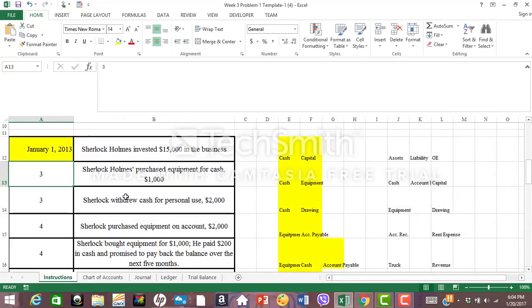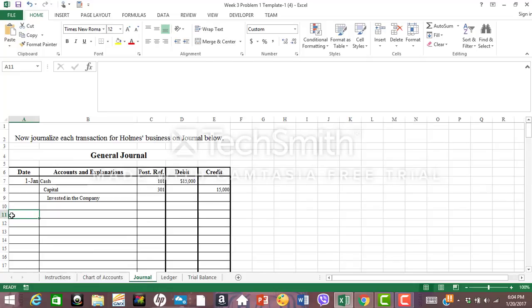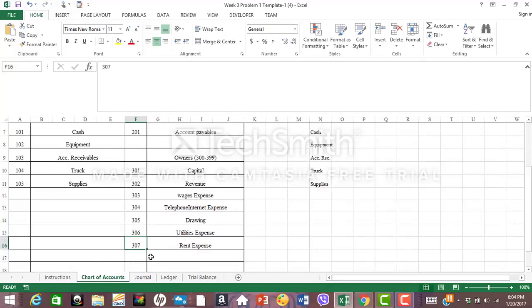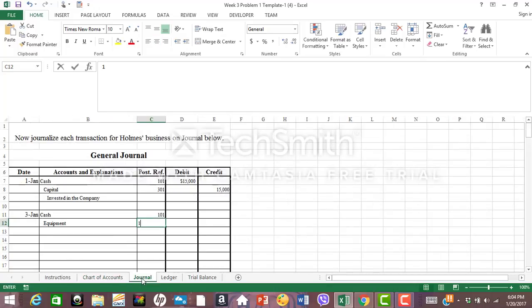The second transaction is January 3rd. Sherlock Holmes purchased equipment for cash for $1,000. So we'll go to the journal, 3rd of January, he bought equipment for cash. Cash is 101. Equipment is 102, which makes it a lot easier. He bought it for $1,000, so we credit $1,000 in cash and we debit equipment $1,000. And this is just purchased equipment.